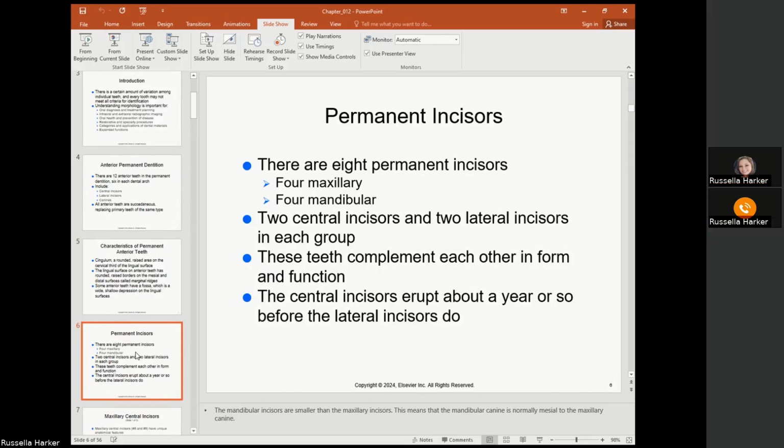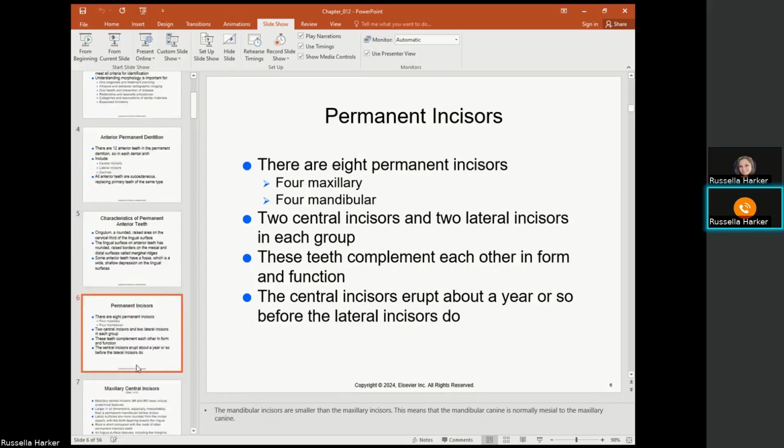The mandibular incisors are smaller than the maxillary incisors. This means that the mandibular canine is normally mesial to the maxillary canine, because the mandibular incisors are smaller and skinnier. They're normally the smallest teeth in the dentition.